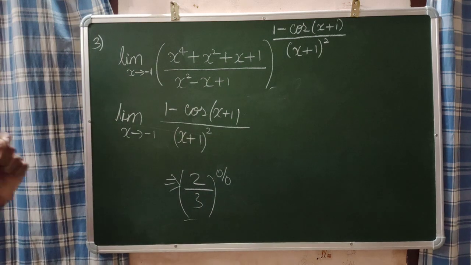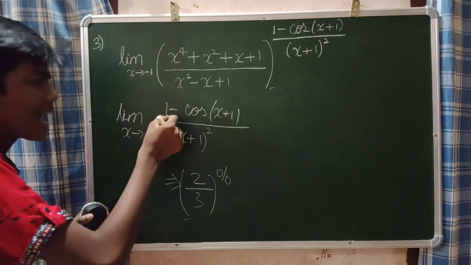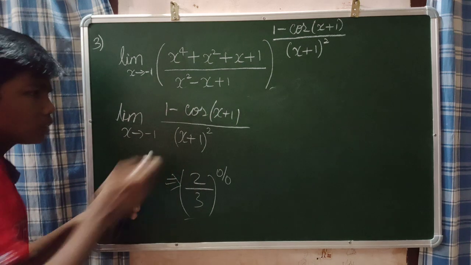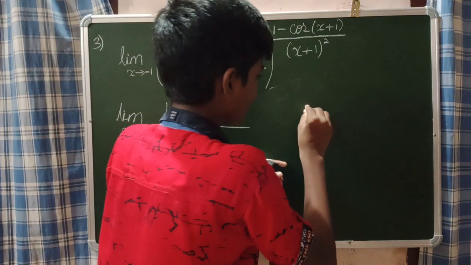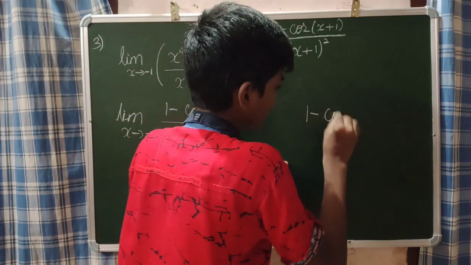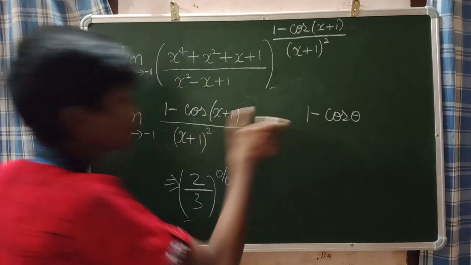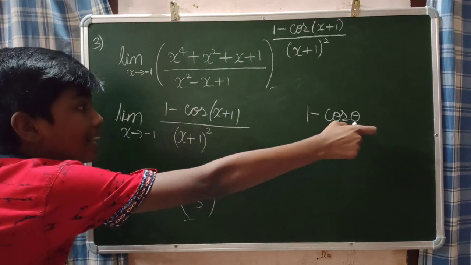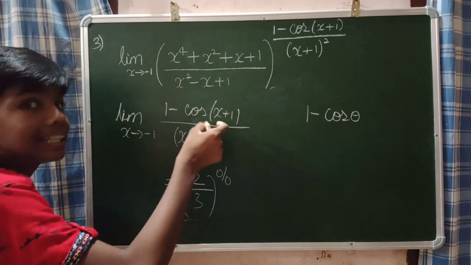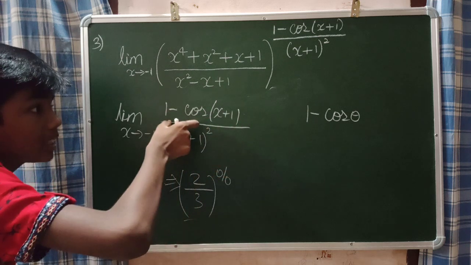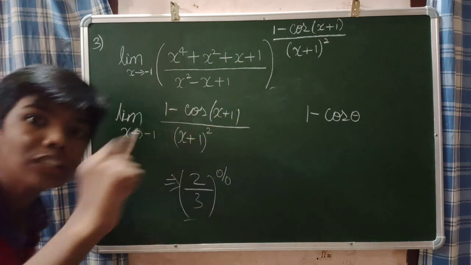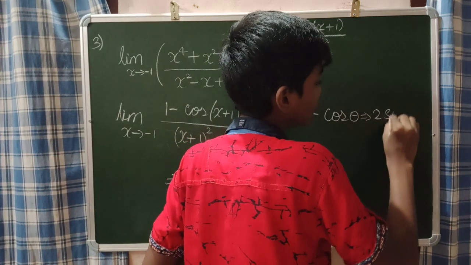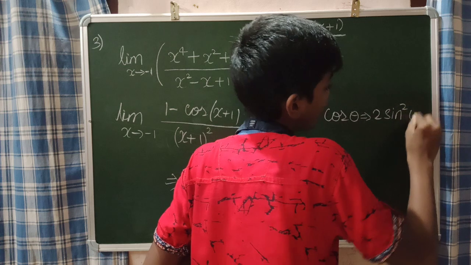Now, see here, guys. In the numerator, we have 1 minus cos of x plus 1. This looks like a form of 1 minus cos theta, right? Where theta is x plus 1. So 1 minus cos of x plus 1 looks like a form of 1 minus cos theta because I am taking theta as x plus 1. So what is 1 minus cos theta? That is 2 sine square theta by 2.